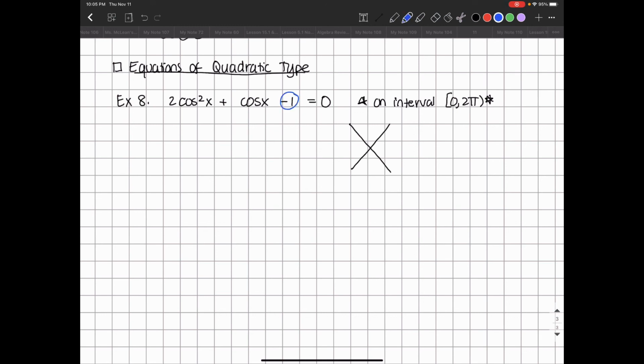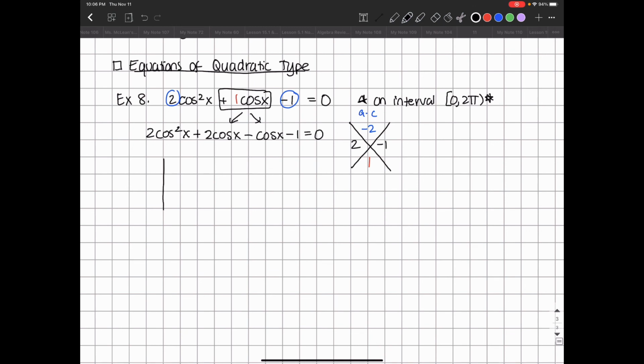I need two numbers that multiply to -1 times 2. That's a times c, which is -2. And I need them to add up to 1, the coefficient for that middle term, the cosine of x to the first power. And those two numbers are 2 and -1. That tells me how I can split this middle term into 2 cosine of x minus cosine of x. Then I'm just going to bring down the other terms. So I have 2 cosine squared of x plus 2 cosine of x minus cosine of x minus 1 is equal to 0.